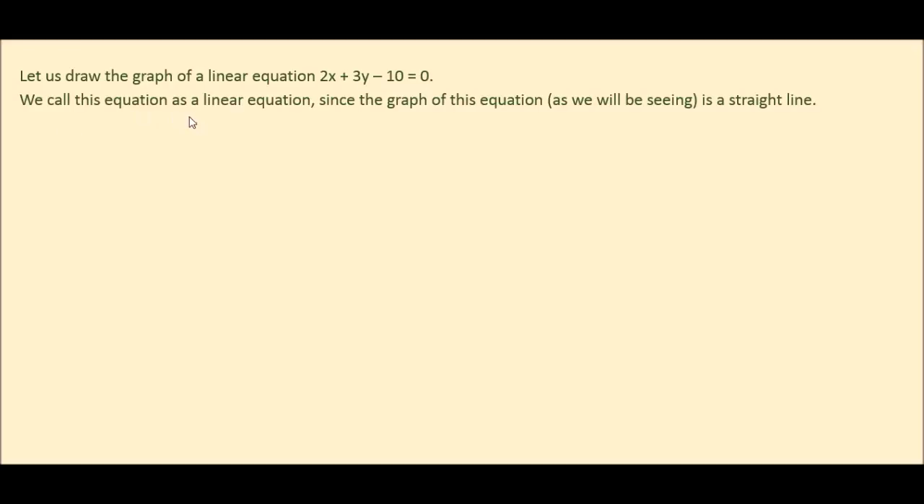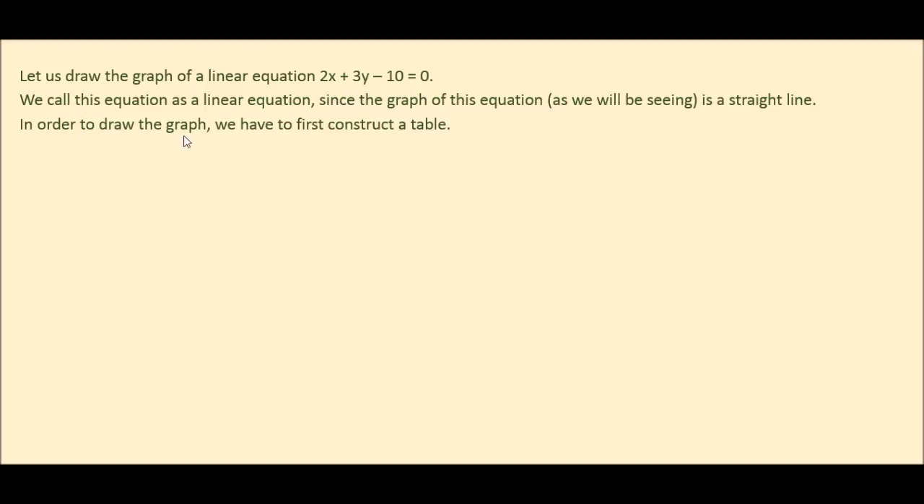We call this equation, 2x plus 3y minus 10 equal to 0, a linear equation since the graph of this equation is a straight line. Graph of any linear equation is a straight line, hence the name linear equation. We will be seeing that the graph of this equation is a straight line as well.